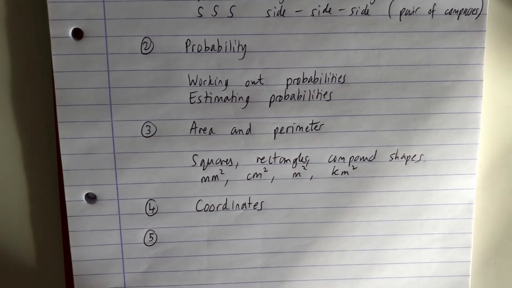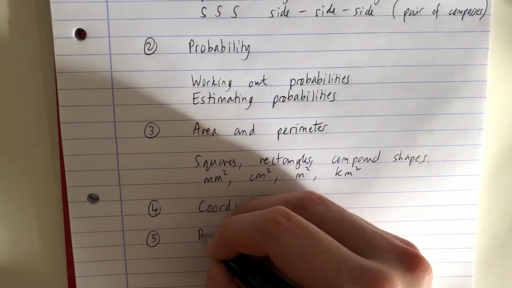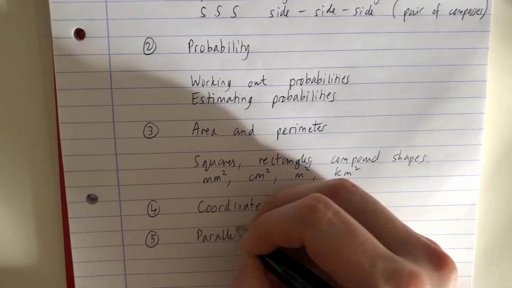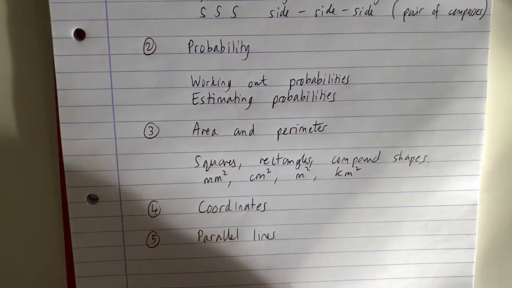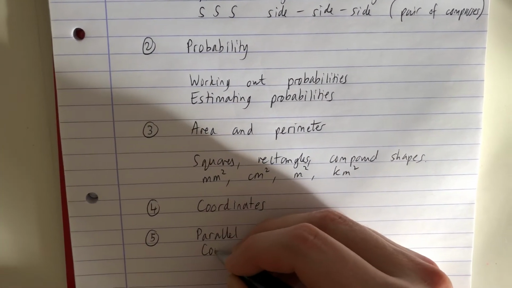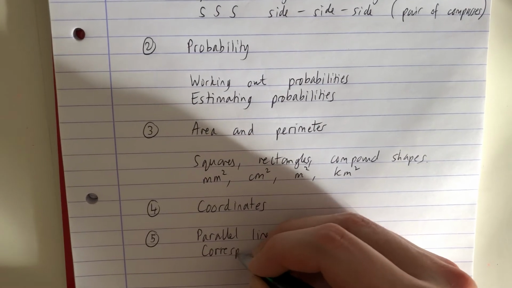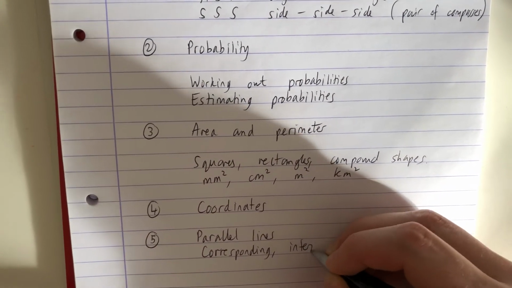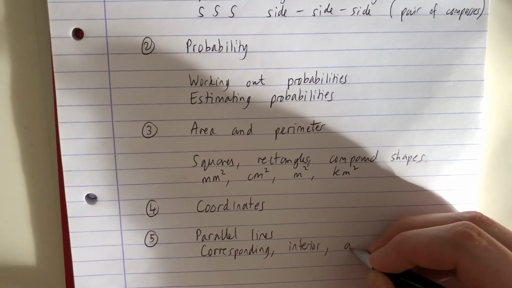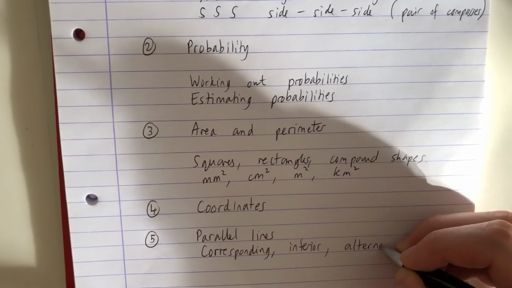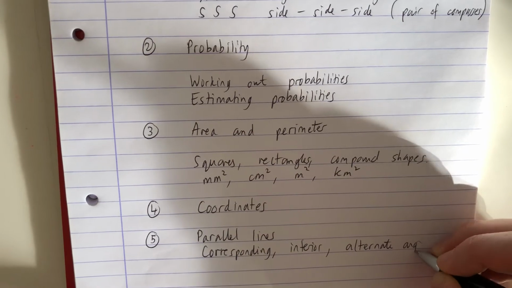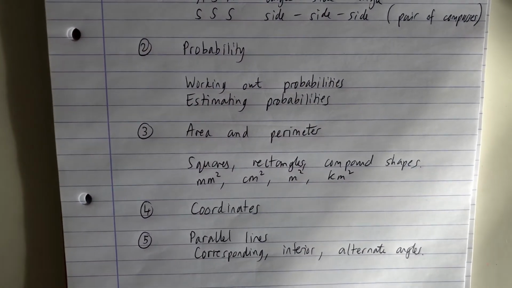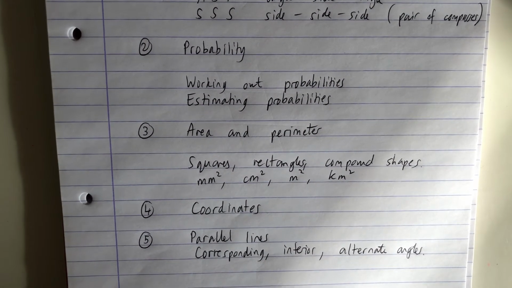And the last thing is what we've been doing recently, parallel lines. So that is the corresponding, interior and alternate angles. And that's everything that can come up on your test.